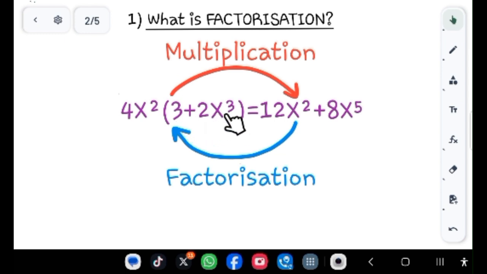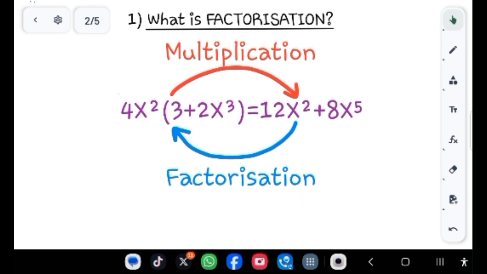What happens when you multiply this together? You get to the right hand side, which is 12x squared plus 8x to the power of 4. This is the process of multiplication. That's what we call multiplying a monomial by a binomial. Now the reverse, taking it back to its factors when you already have a product on the right hand side, that process is called the process of factorization.